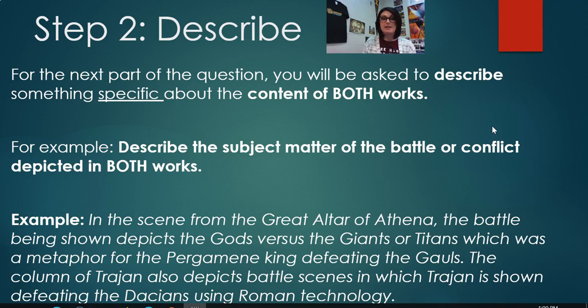So I said, in the scene from the great altar of Athena, the battle being shown depicts the gods versus the giants or titans, which was a metaphor for the Pergamene king defeating the Gauls. That's what you're looking at. You're seeing Athena defeating the giants. All right, so let's go bigger picture. We know what this whole work is about: it is the titans being defeated by the Olympian gods. Then I said the column of Trajan also, we're comparing, also depicts battle scenes, two of them, in which Trajan is shown defeating the Dacians using Roman technology. So I just described the subject matter, what this is about.